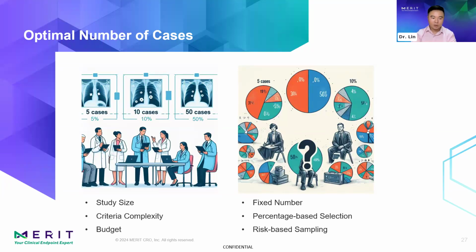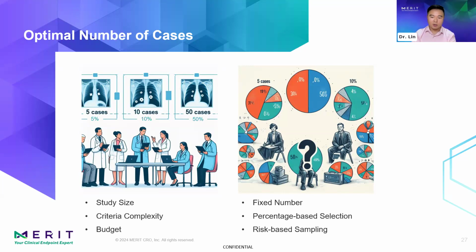And also the criteria complexity. If the criteria is complex, a large number of cases may be needed to capture the variability in readers' performance, and also, of course, budget. The variability read will involve additional image reads. The reader needs to read again, which generates costs associated with reader fees and the data management. The number of cases should be balanced with the available budget for the trial.